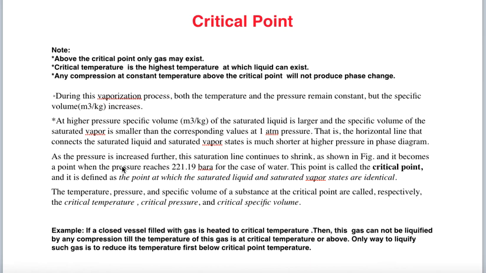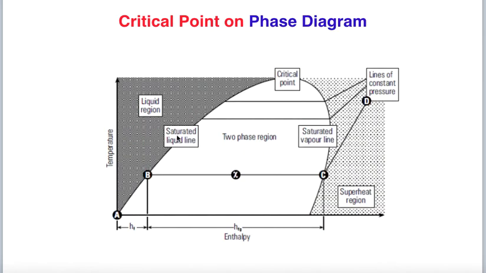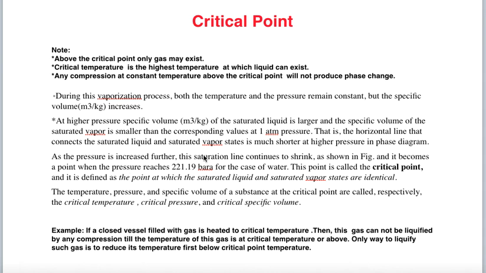As the pressure increases further, the saturation line continues to shrink. See here, if the pressure is increasing, the saturation line is shrinking, meaning it's getting shorter, and it becomes a point when the pressure reaches 221.19 bar for the case of water.